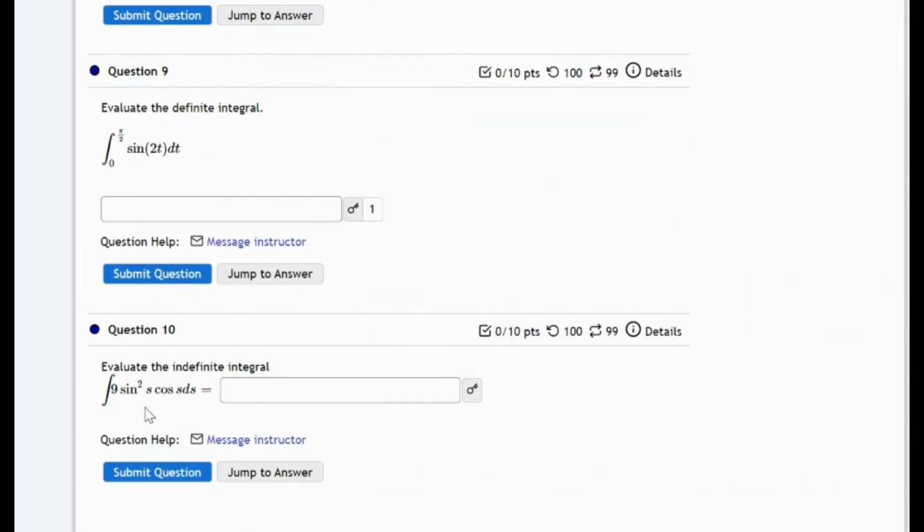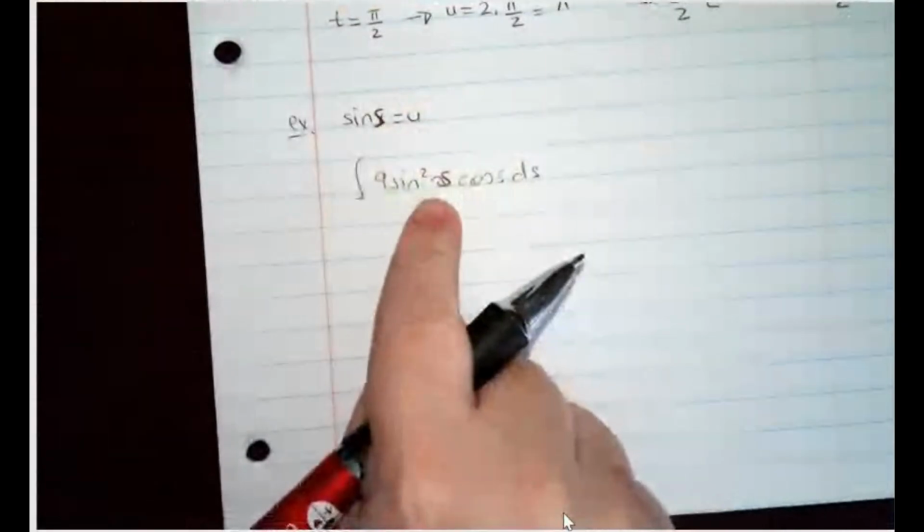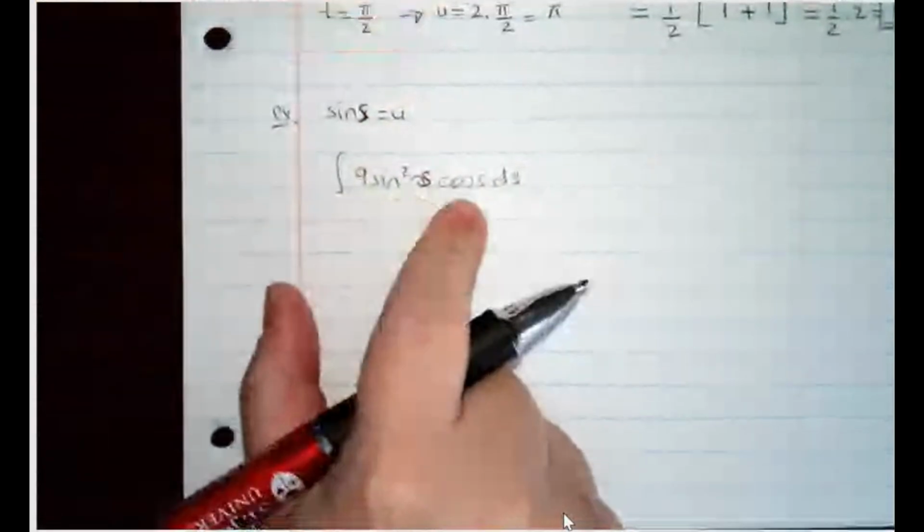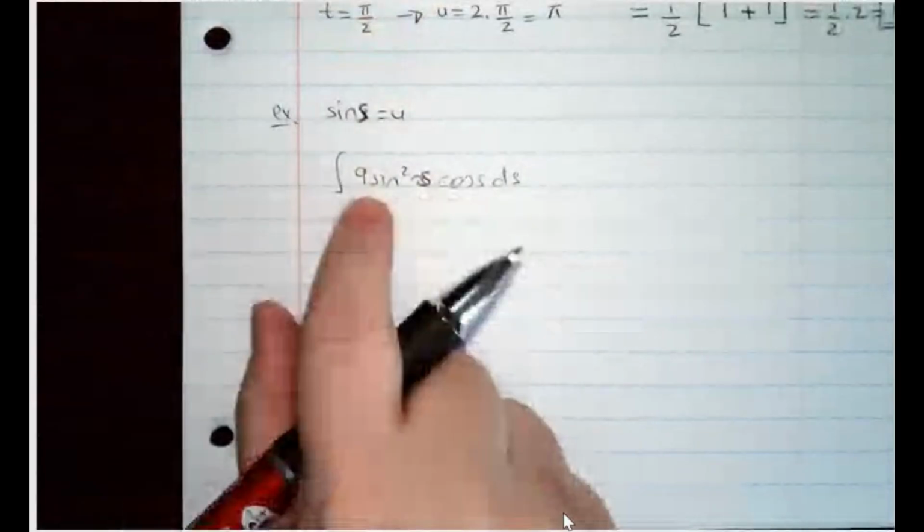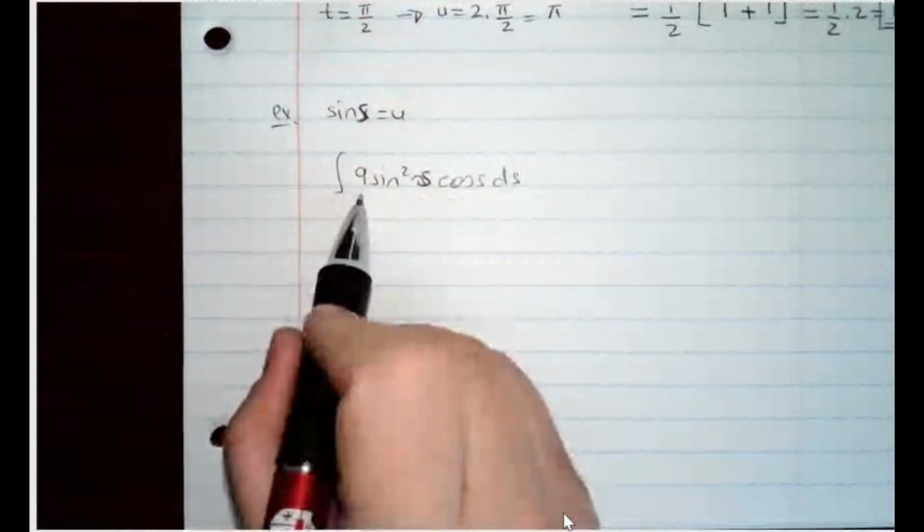Okay, well, whenever you have sines and cosines, because the derivative of sine is cosine and the derivative of cosine is negative sine, you would call one of them u. And in this case, because sine is squared, in problem 10 we should call sine of s as u. So in fact, we have sine s squared times cosine s ds, and there is some coefficient in front.